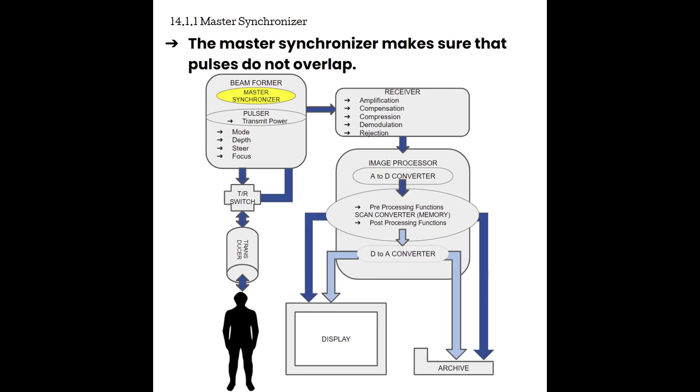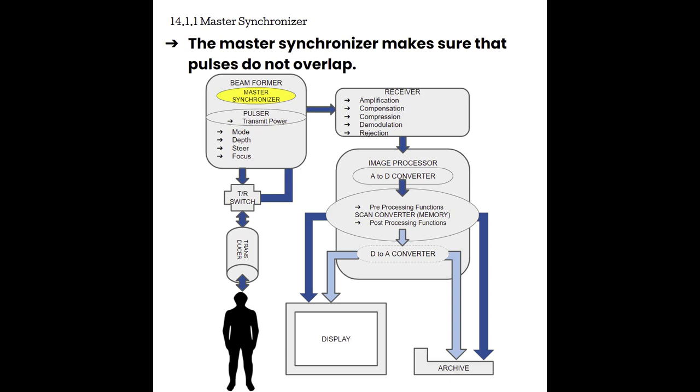And that's what we're going to focus on for this unit, is looking at the array transducer and how they create their images. So starting with the master synchronizer makes sure that the pulses do not overlap. And it's really a big reason that the ultrasound is capable of even creating images is because of that pulsed ultrasound and that off time that we get when we create pulses. If the machine did not wait for those echoes to return from each pulse, then the machine wouldn't be able to differentiate the echoes, where and when they came from, and we would not be able to create our image.